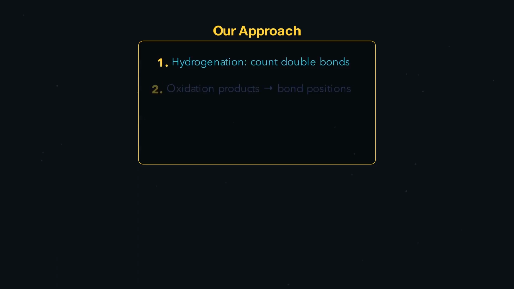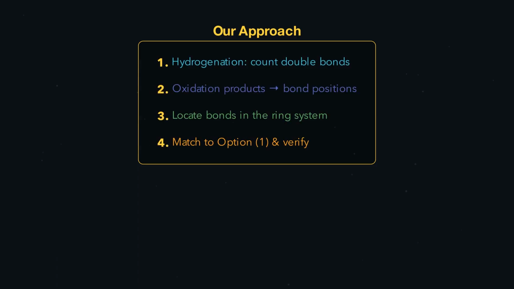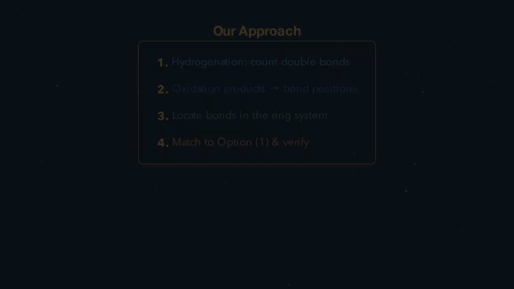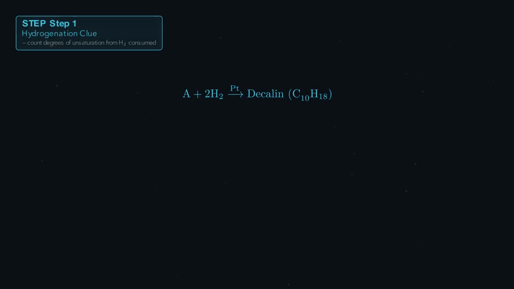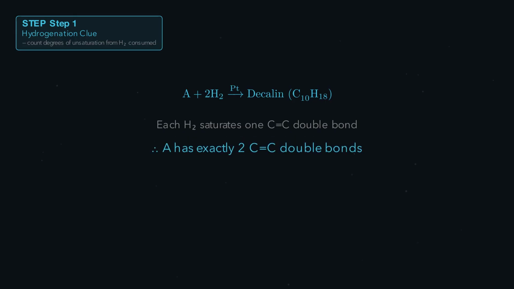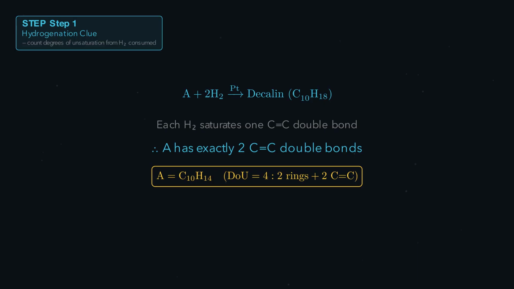Let's work through the clues. Here's our approach. First, we'll use the hydrogenation data to find how many double bonds A has. Then we'll analyze the oxidation products to locate exactly where those bonds sit. Finally, we'll match to the correct option. Since A plus 2 moles of hydrogen gives decalin, A must have exactly 2 carbon-carbon double bonds beyond its ring structure. That narrows it to a partially unsaturated bicyclic compound.